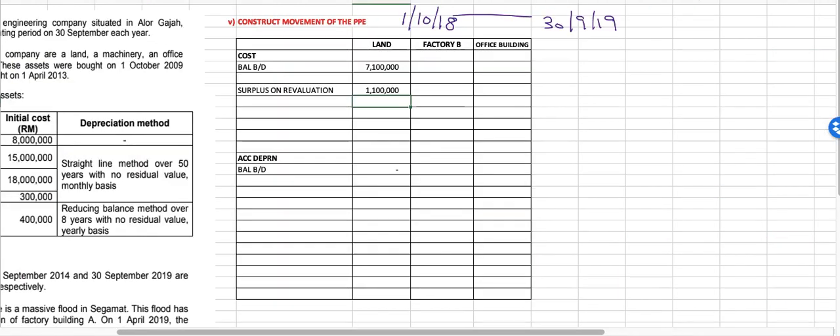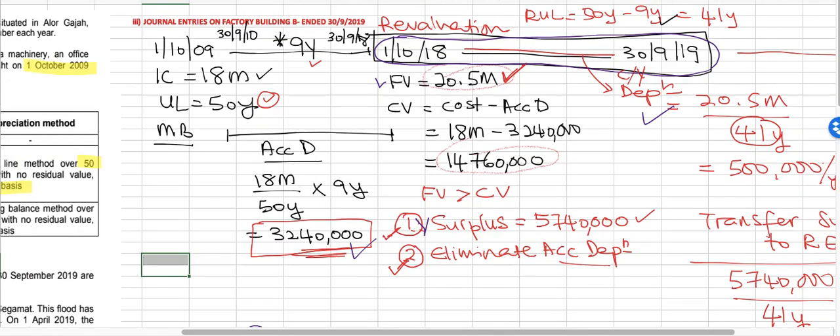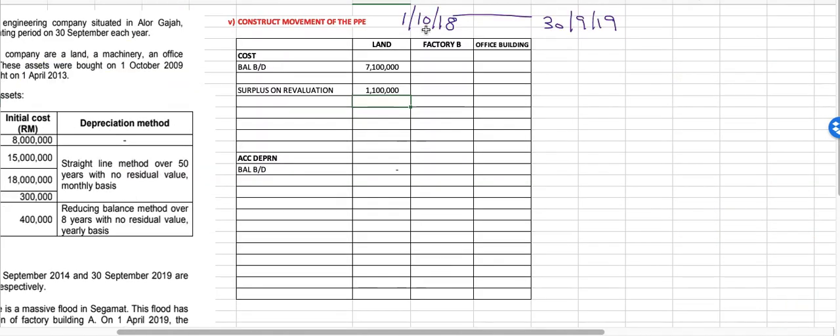Okay, so now for factory B, the balance BD would be the 18 million here. The 18 million, and the balance BD for accumulated depreciation is 3240. So we put it here. The balance BD for factory B 18 million and the accumulated depreciation is 3240. Okay, minus? No, we don't want to minus. Not yet, because we are going to find the balance CD for the accumulated depreciation. At that time only we minus. Okay, so that's the balance BD.